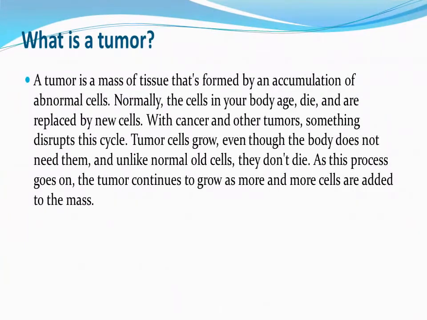What is a tumor? A tumor is a mass of tissue that formed by an accumulation of abnormal cells. Normally, the cells in your body age, die and are replaced by new cells. With cancer and other tumors, something disrupts this cycle. Tumor cells grow even though the body doesn't need them, and unlike normal old cells, they don't die. As this process goes on, the tumor continues to grow and more cells are added to the mass.